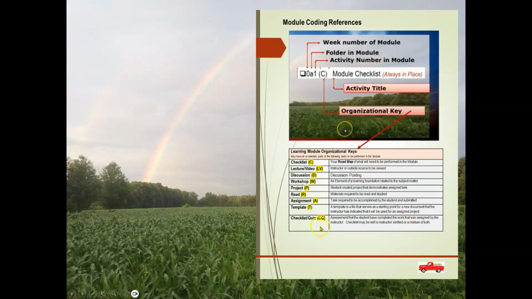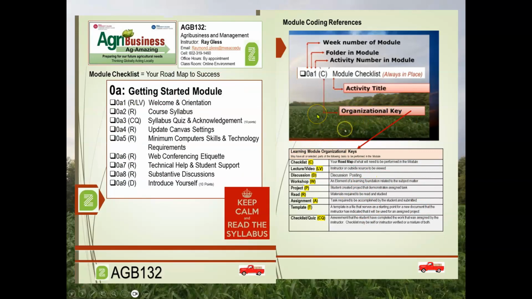On the second page, there's what we call the module coding references, or keys, and I'll go over that with you now. This helps make sure we're all on the same page when we do coding. Whenever you have a question or need clarification, the best thing to do is make sure we know exactly which activity you're talking about. That's why we designed this.